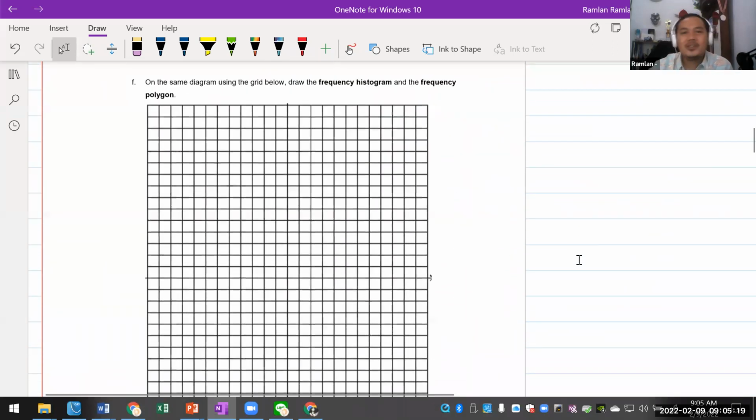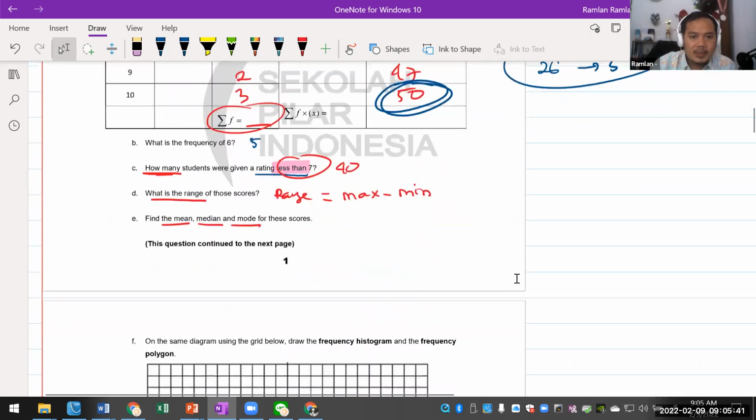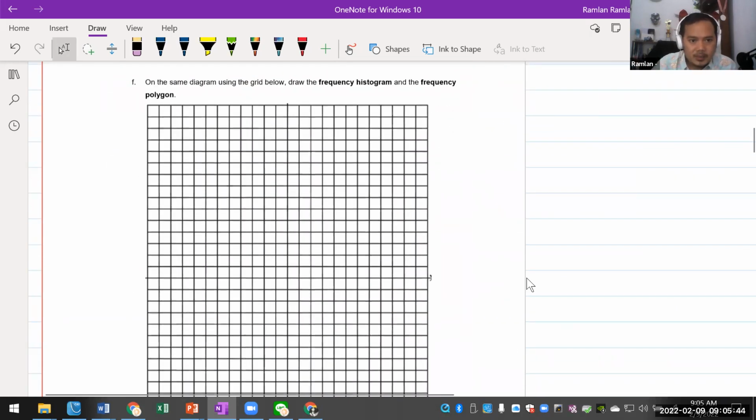So I haven't taught you about this one, but I'm going to tell you about what a histogram and polygon are. Actually, a histogram is like a bar chart, but the bars need to touch each other. For example, because we know this is from 0 until 10, I'm going to start from here, 0, and then 1, 2, 3, 4, 5, 6, 7, 8, 9, 10.